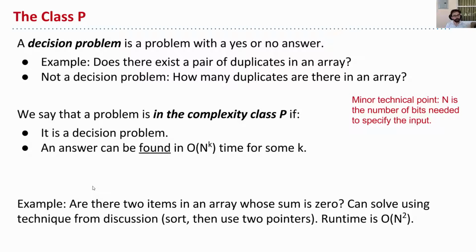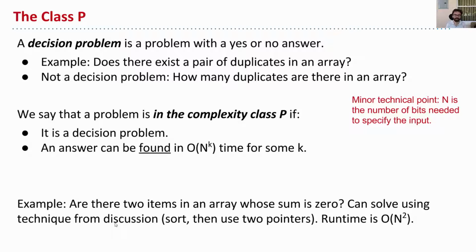As an example of a problem in P, we might ask: are there 2 items in an array whose sum is 0? Well, here's one solution, the one we have from discussion. Take the array, sort it, and then once you've done that, walk pointers towards each other until you find something that sums to 0 or they cross.